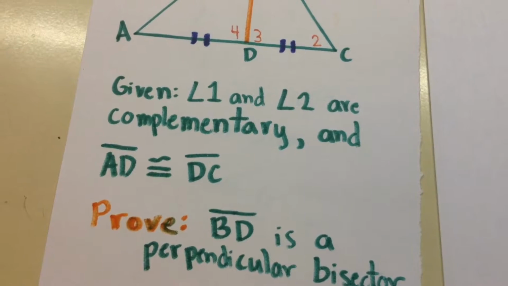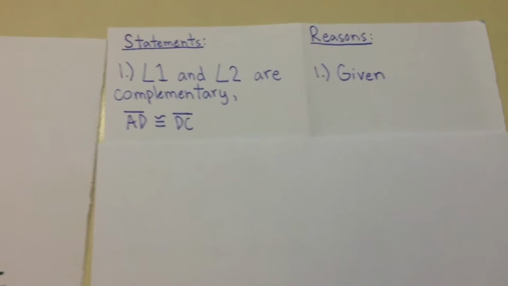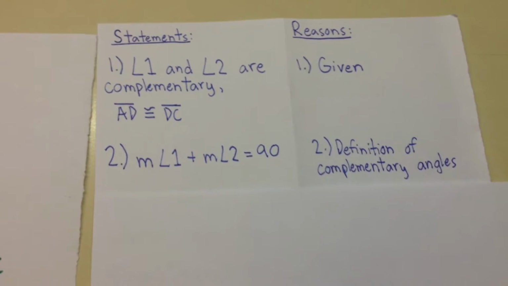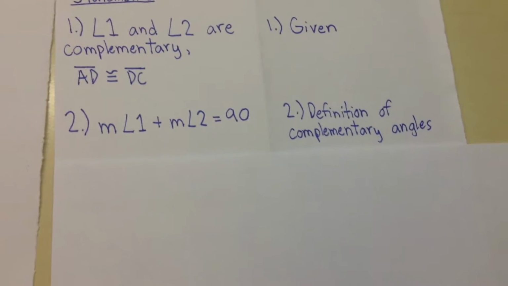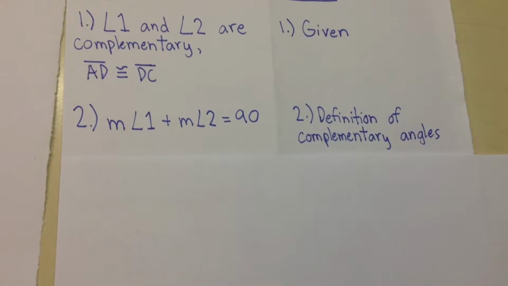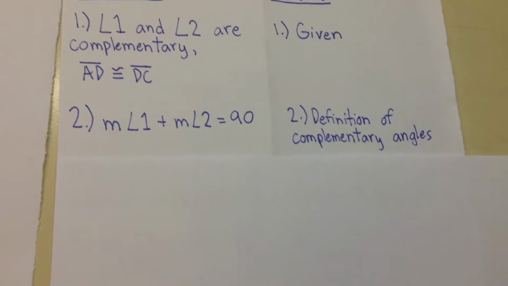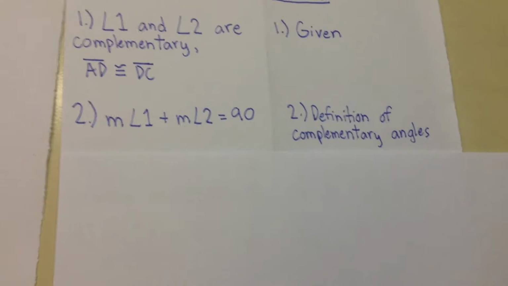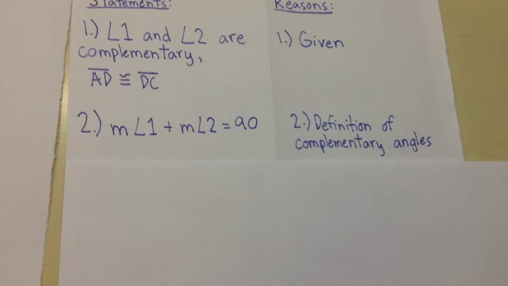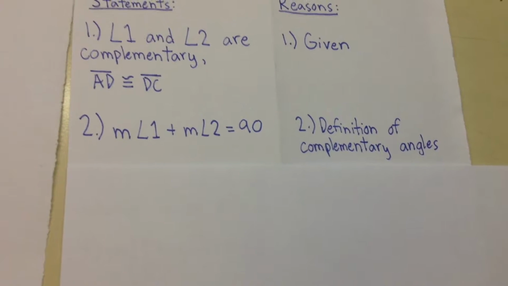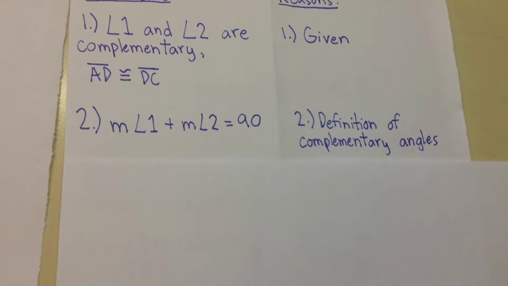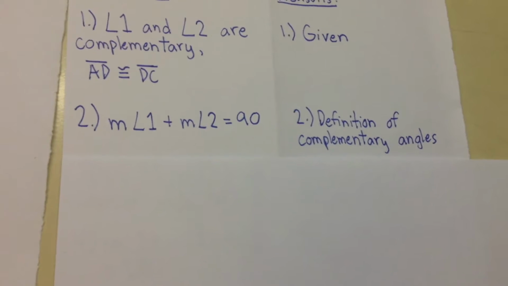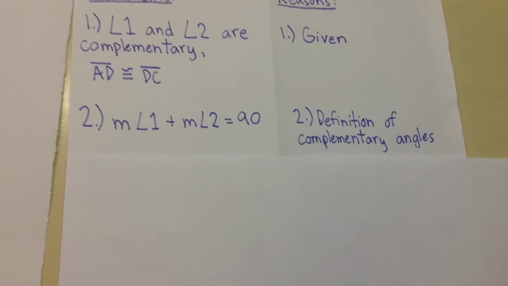Based on our given, it says that angle 1 and angle 2 are complementary. Therefore, we can say that the measures of angle 1 and angle 2 sum to 90. The reason is the definition of complementary angles, which says that two angles whose sum of measures is 90 can be adjacent or non-adjacent. In this case, the two angles are non-adjacent, but their sum is 90, so they are complementary angles.